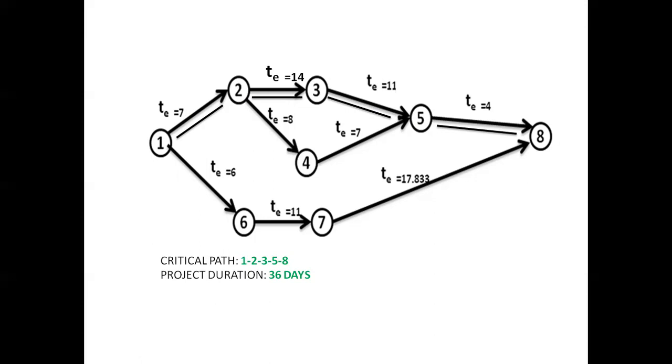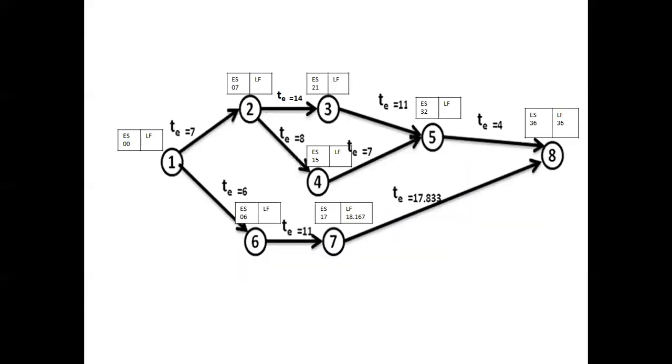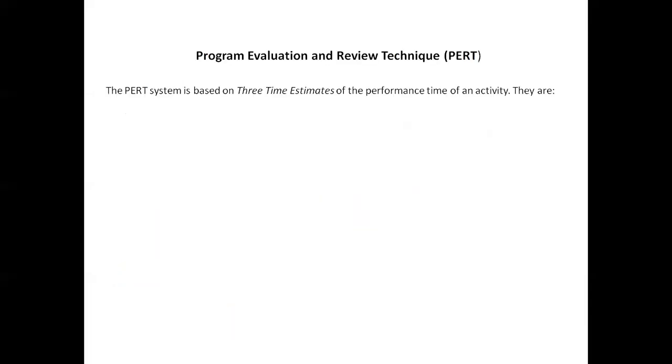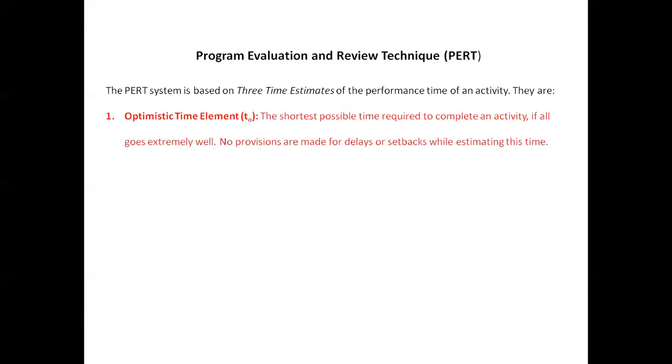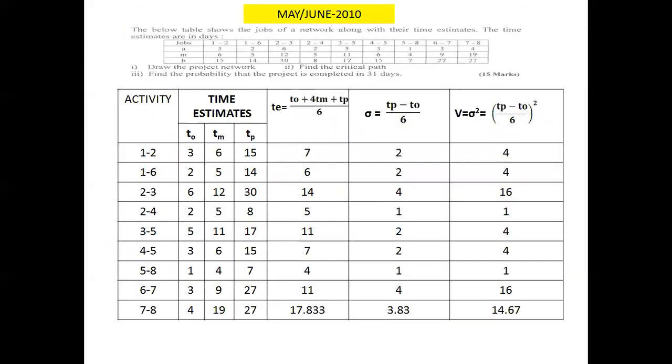Then the next thing is, in the problem, it has been asked to find out the probability of completion of the project in 31 days. Here it is asked that find the probability that the project is completed in 31 days. Let us find out this probability of completion of 31 days in the next session.